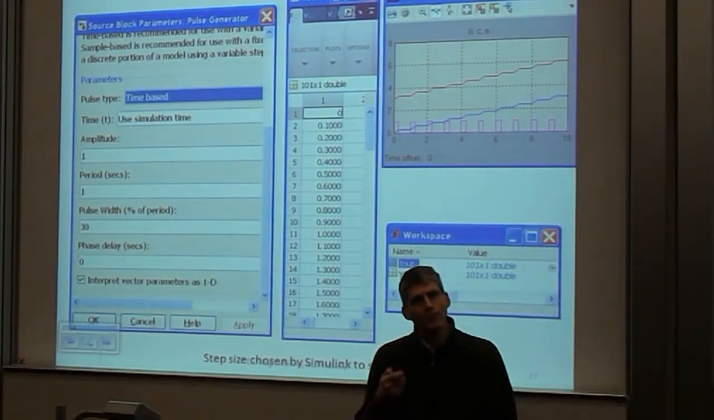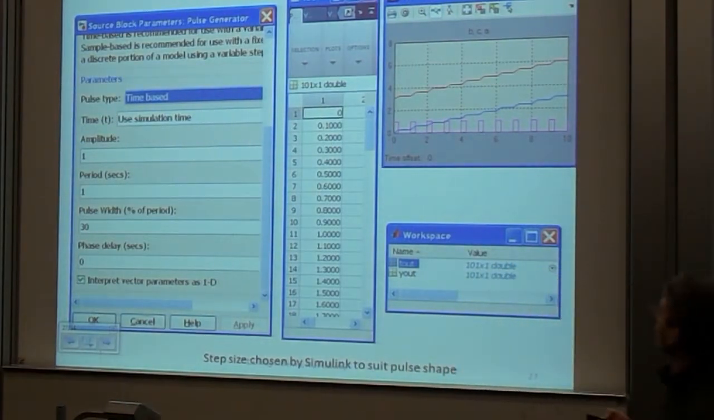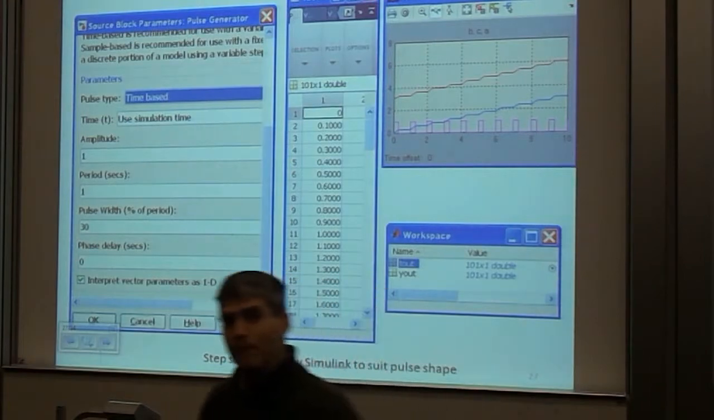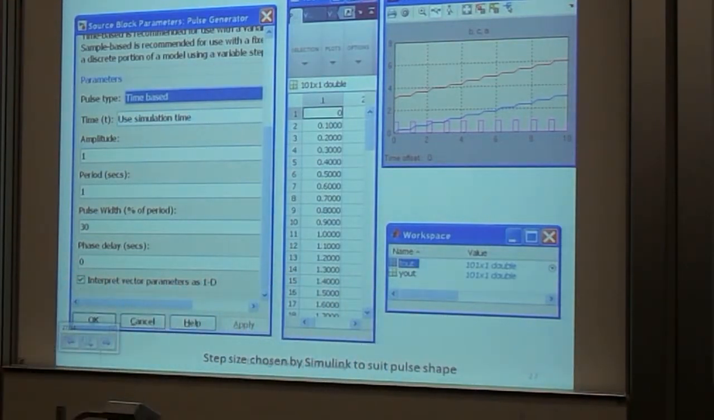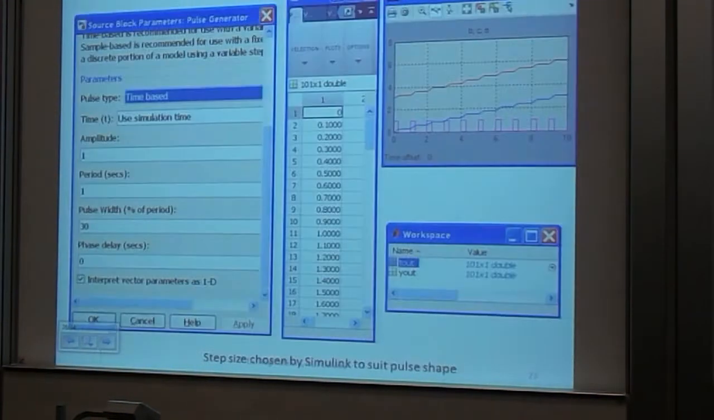Why do you think Simulink is choosing a step size of 0.1? Irregular change. Sorry, you did? Irregular change in the graph. What do you mean with that? Like, why isn't it choosing 0.5 here? Because the graph isn't changing every 0.5. It's not regular, so it's 0.3, 0.7. Like it used to a pattern.